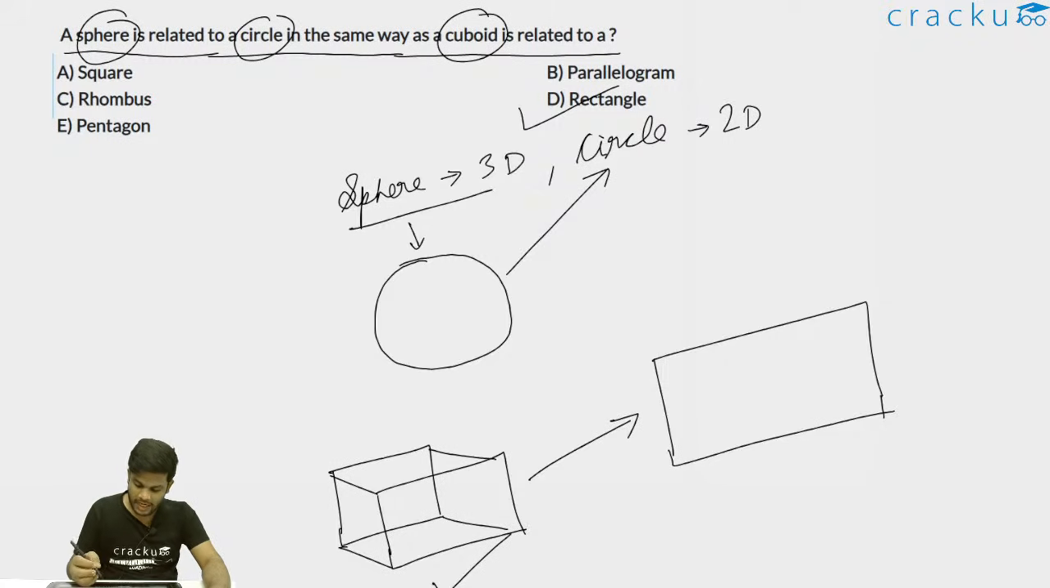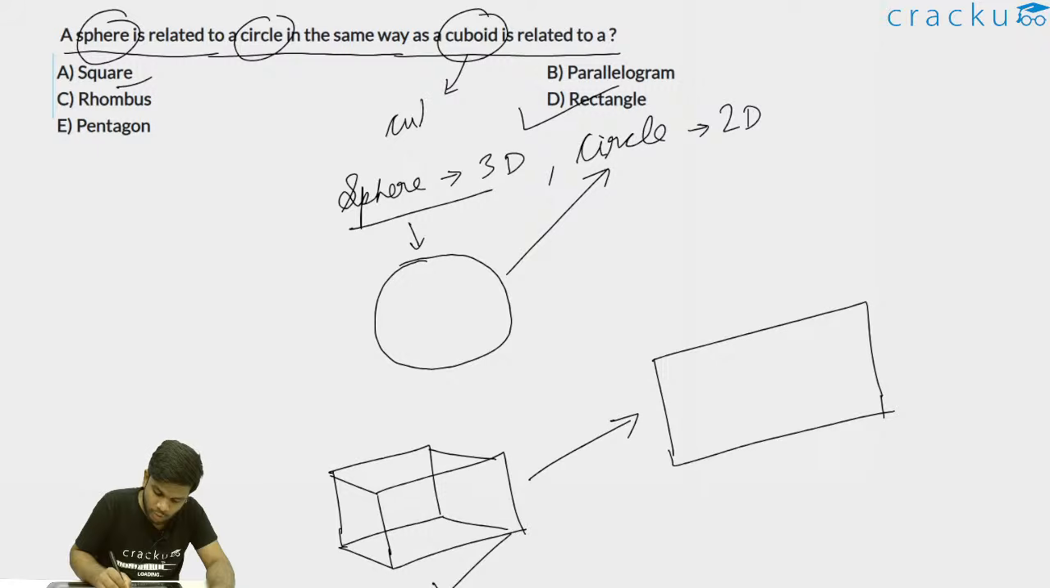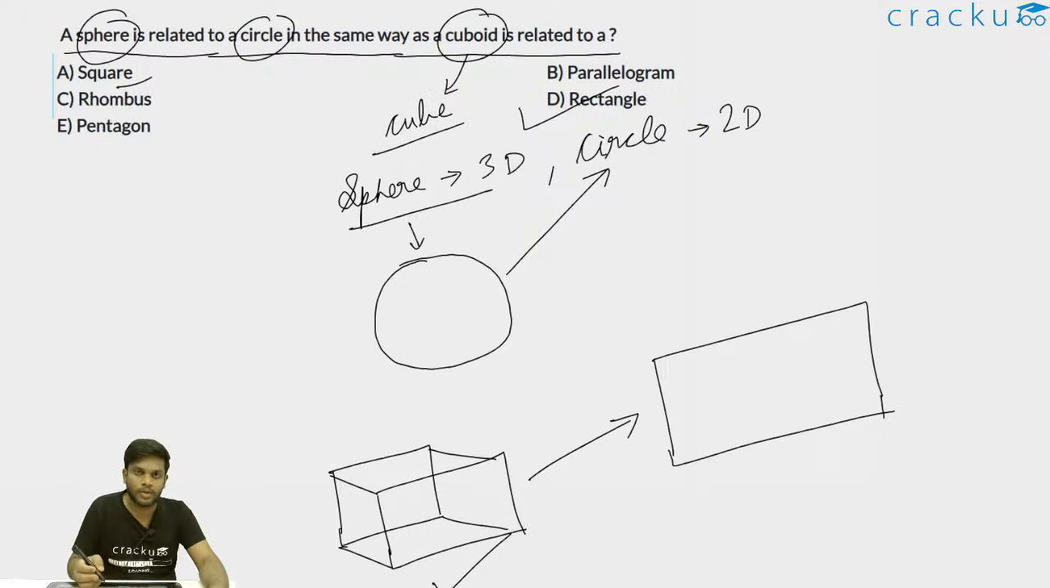Now some of you can ask why it is not a square. A square has all the sides equal, and in a cuboid all the sides are not equal. If instead of a cuboid it was a cube, then our answer would be square. But since it is a cuboid, our answer is option number D, which is a rectangle. So let's go on to the next question.